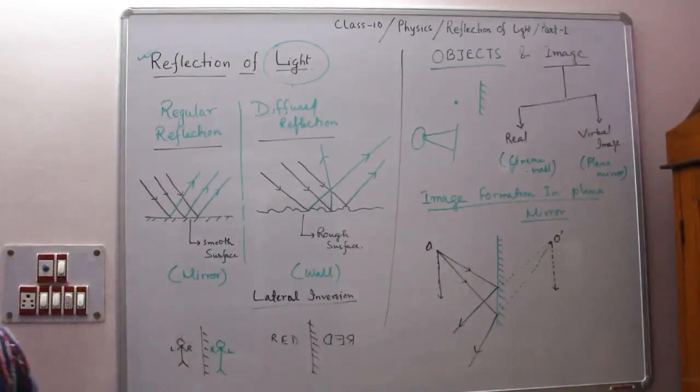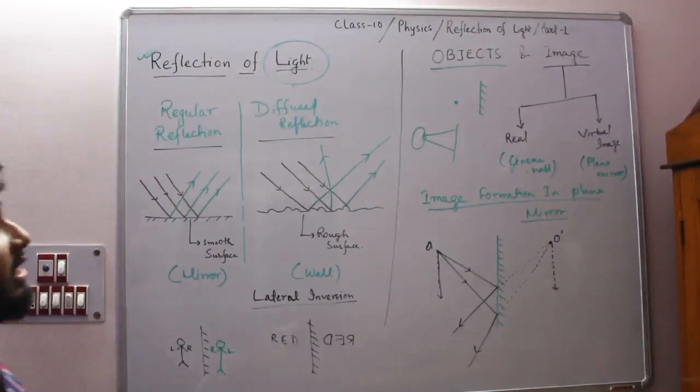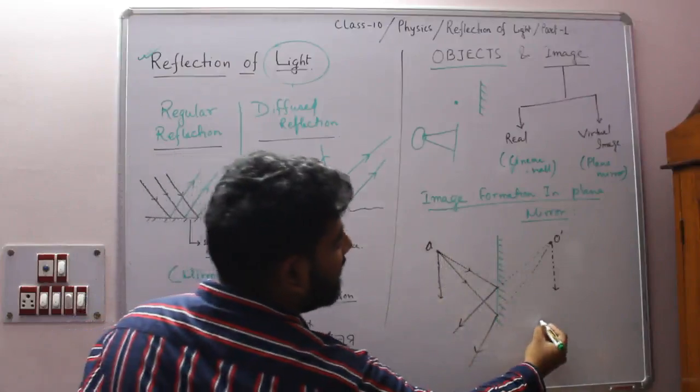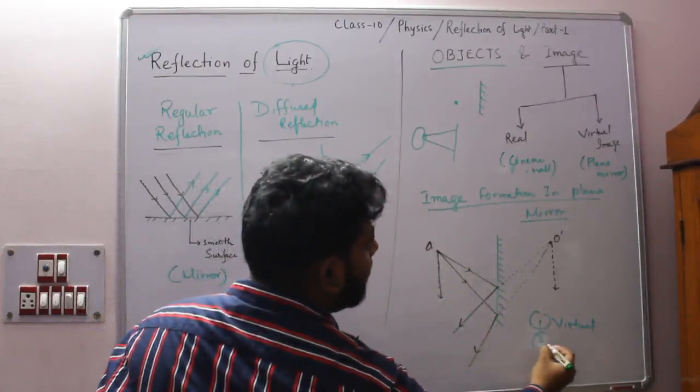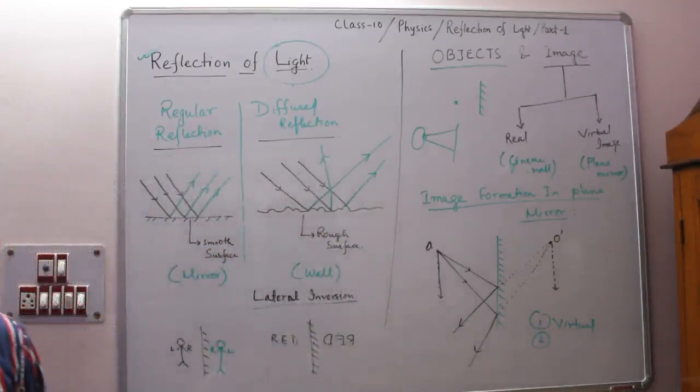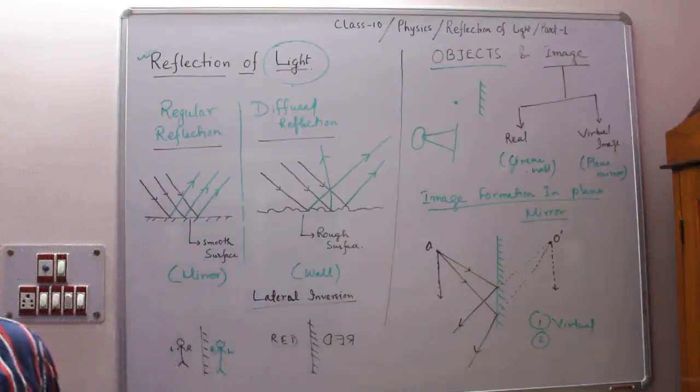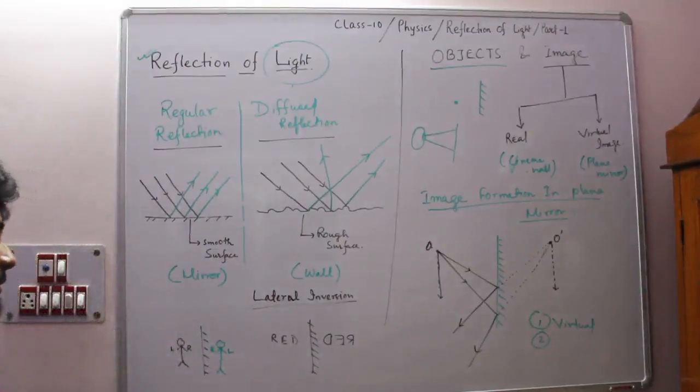Clear? So by this we have to conclude the last part, that is the properties of plane mirror. First property, the image formed by a plane mirror is a virtual one. Obviously, I have told that just now. Second property of a plane mirror, the image formed in a plane mirror is erect. It is the same as the object.